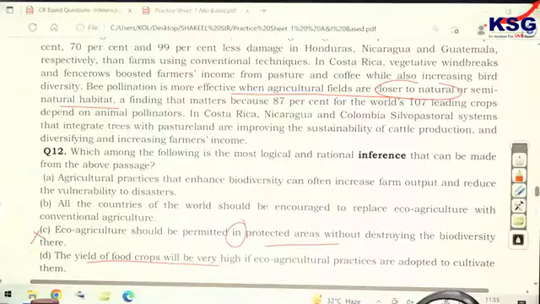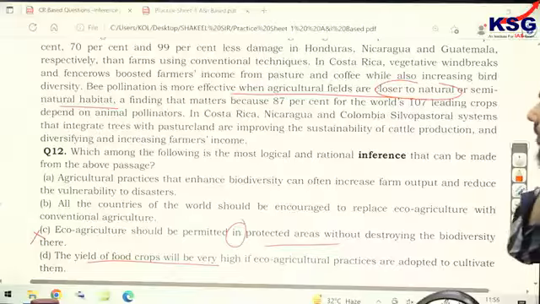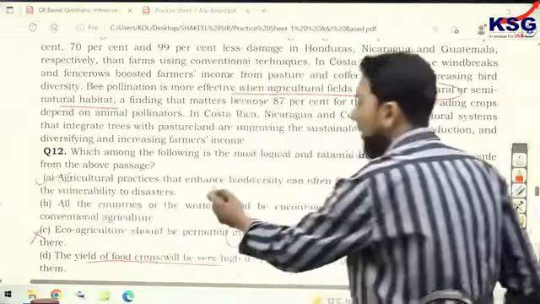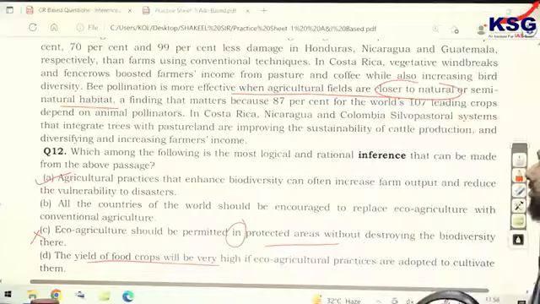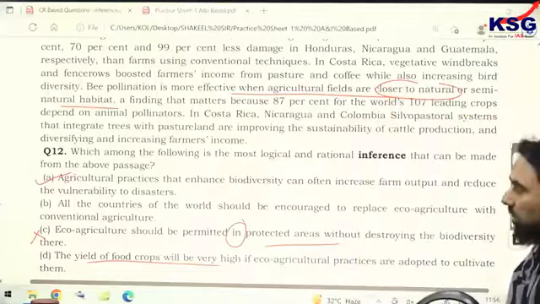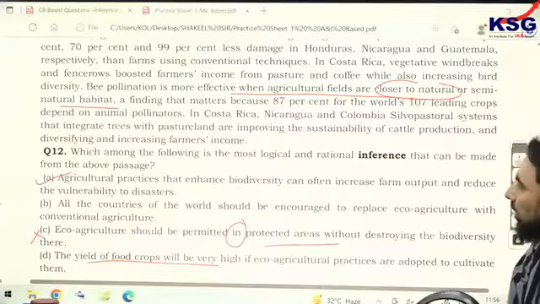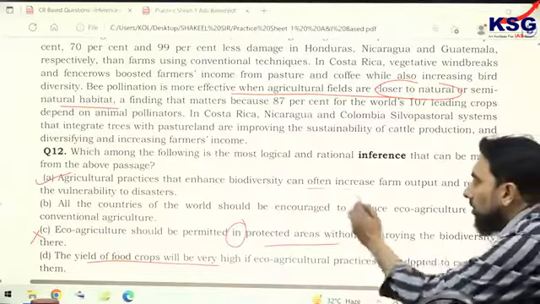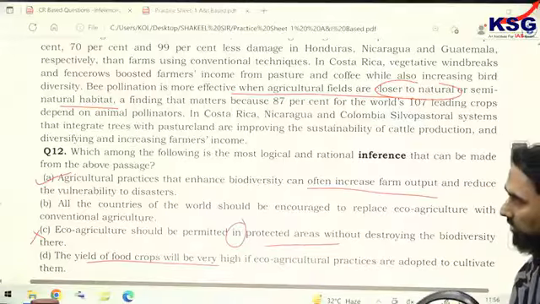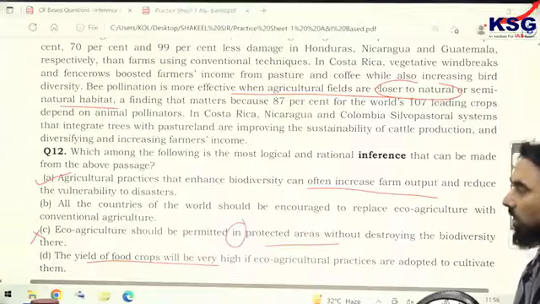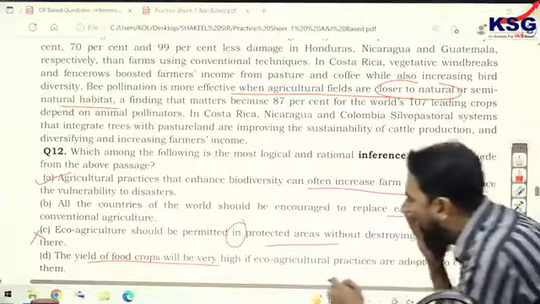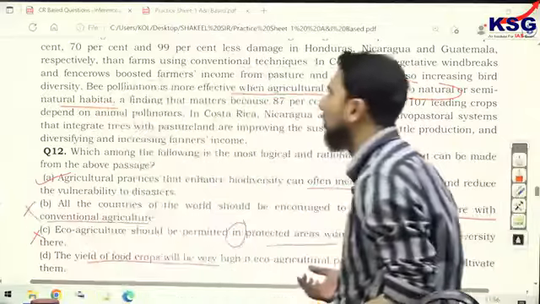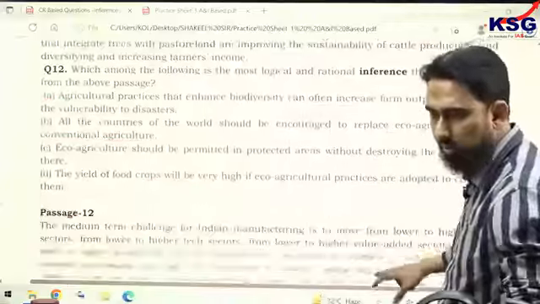But the point raised in the passage is that their location is mentioned here, and option A talks about that location. Agriculture practices that enhance biodiversity can often increase farm output and reduce the vulnerability to disasters. As per the given example that these places were less affected, the vulnerability to disaster is justified. Can often increase farm output also, as per the examples. Option D says the yield of food crops will be very high. Option B says all the countries of the world should be encouraged to replace eco-agriculture with conventional agriculture, which is irrelevant. So that is 11. Next is passage 14.